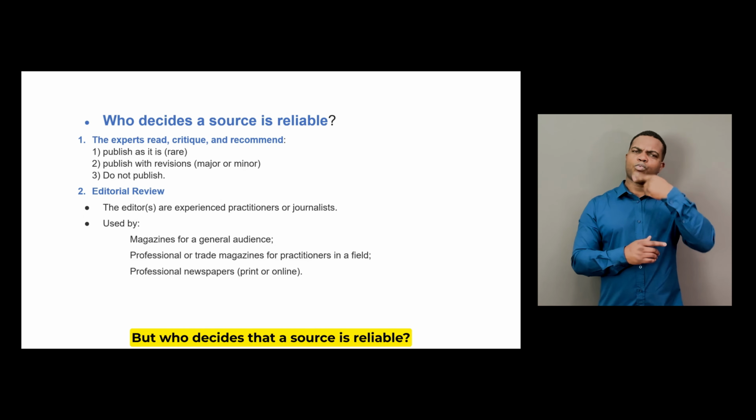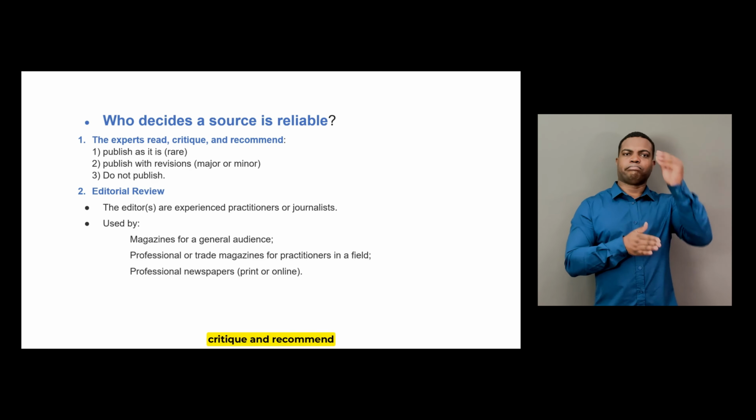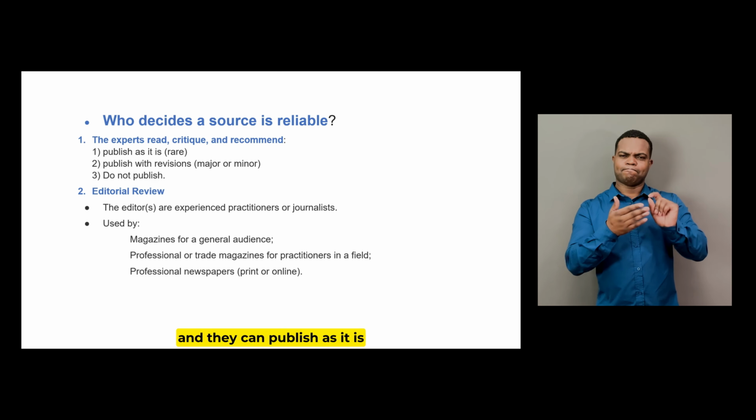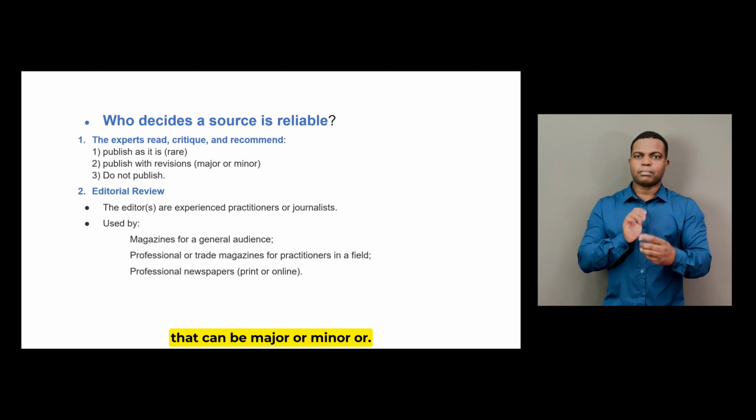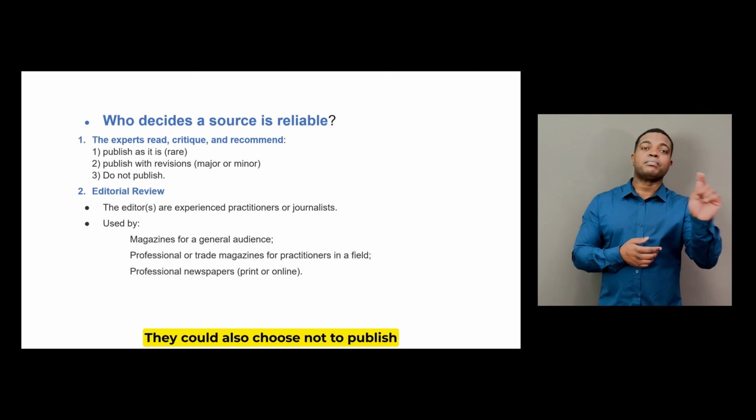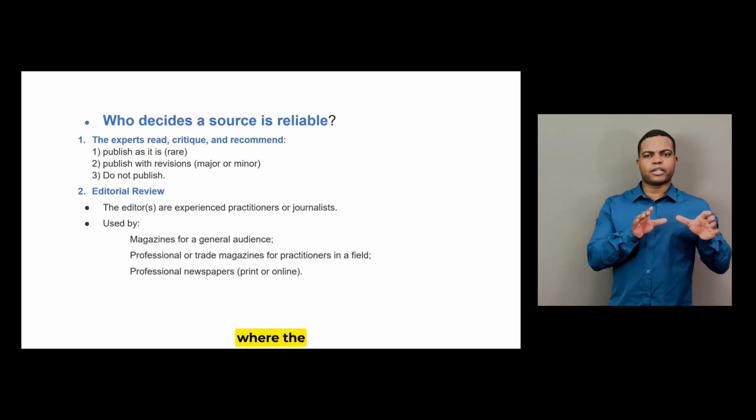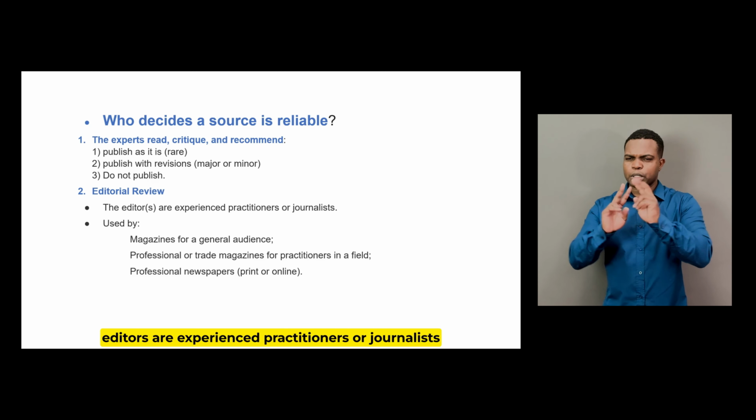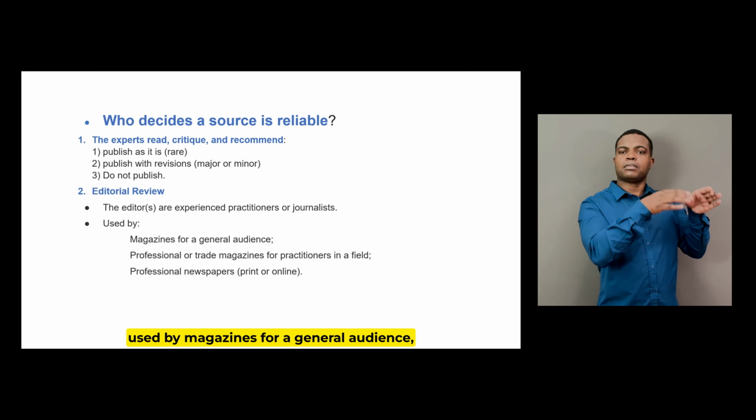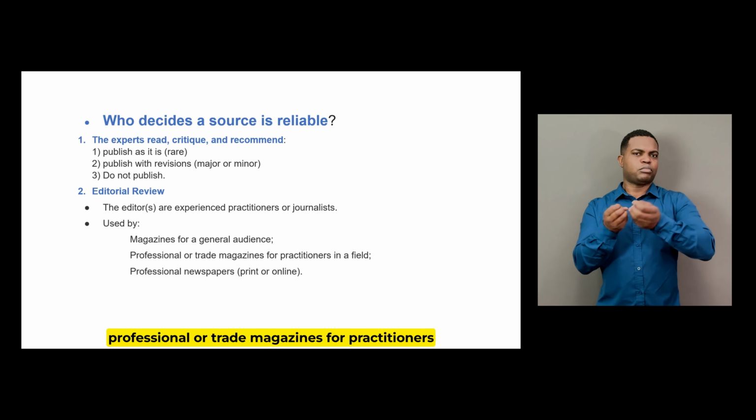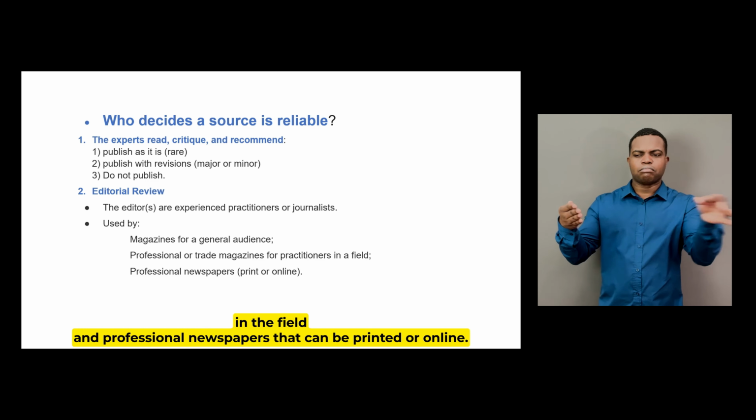But who decides that a source is reliable? The experts, generally, who read, critique, and recommend. They can publish as it is or publish with revisions that can be major or minor, or they could also choose not to publish. And also there is the editorial review, where the editors are experienced practitioners or journalists. These editorial reviews are used by magazines for a general audience, professional or trade magazines for practitioners in a field, and professional newspapers that can be print or online.